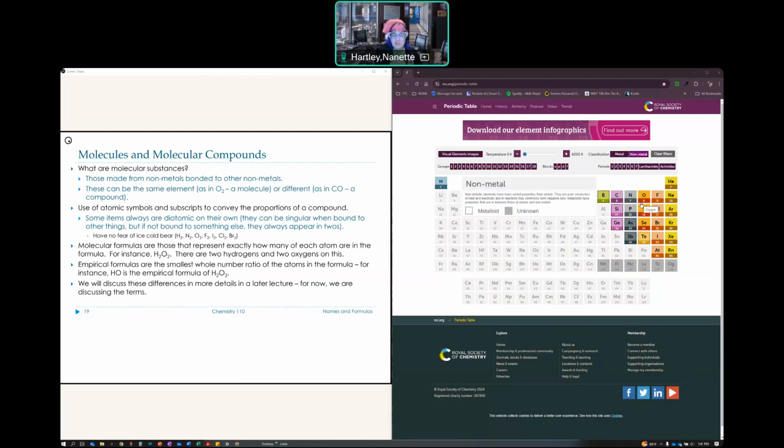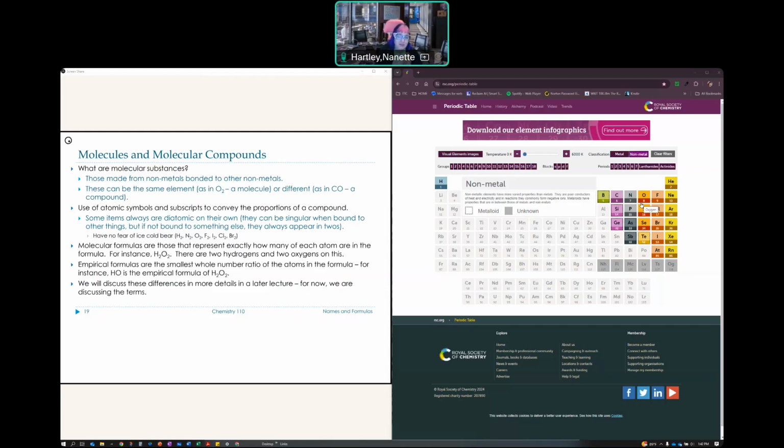Okay, and they can be the same element as the O2, which is a diatom. We have two oxygen atoms bound together, or they could be different, carbon and oxygen, which is carbon monoxide. Okay, we use their atomic symbols and subscripts to convey the proportions of the compound. So I know exactly what's in it. That's given by the atomic symbol, and how many of them there are, which is given by the subscript that tells me how many. Okay, so we always know what we're talking about.